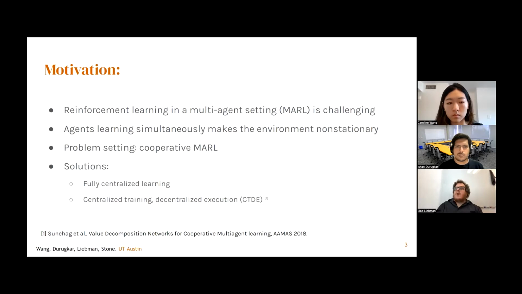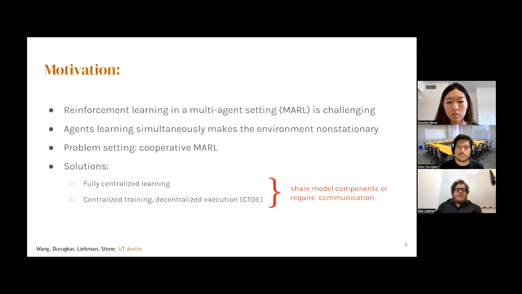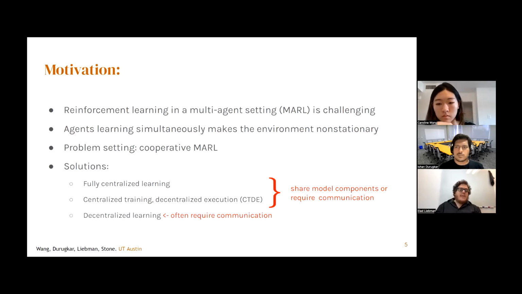So far, most solutions to this setting have relied on either fully centralized learning, which in effect reduces the problem to single agent learning, or what's called centralized training, decentralized execution, or CTDE, which has probably been the most dominant approach to multi-agent reinforcement learning in recent years. One of the issues with these two approaches is that they require agents to share model components and communicate with one another, which oftentimes is not practical even at training time.